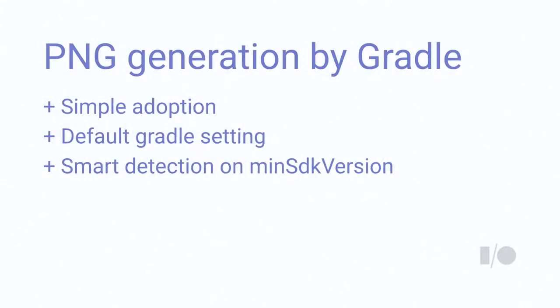Then the best thing for this solution is simple adoption. The only thing you need to do is to swap out the PNG assets for the XML assets. And then Gradle will do this by default, and it will check the minimum SDK version automatically.